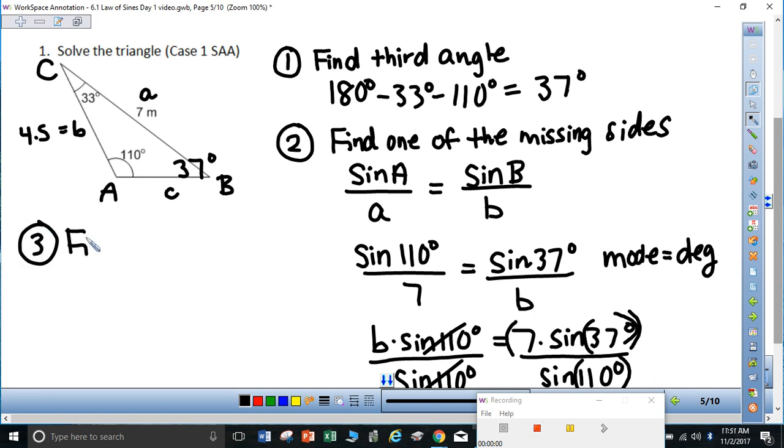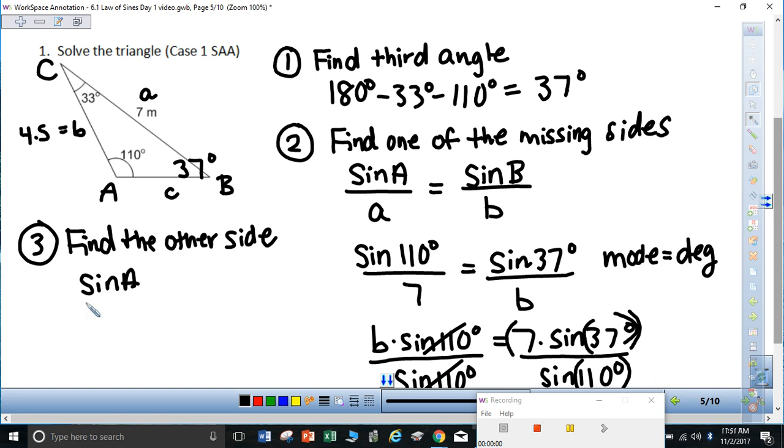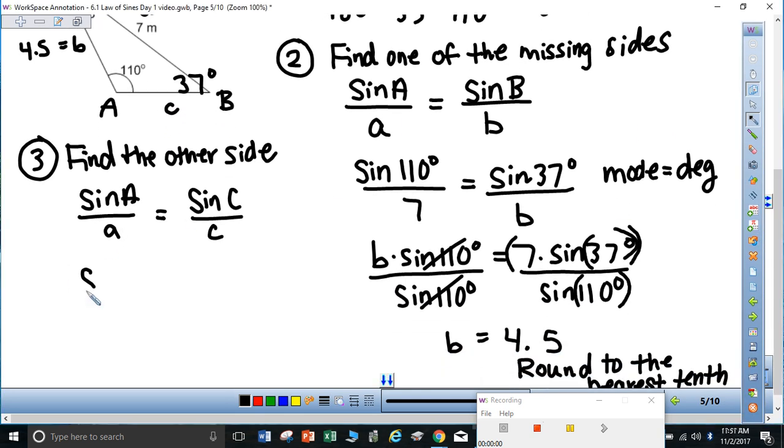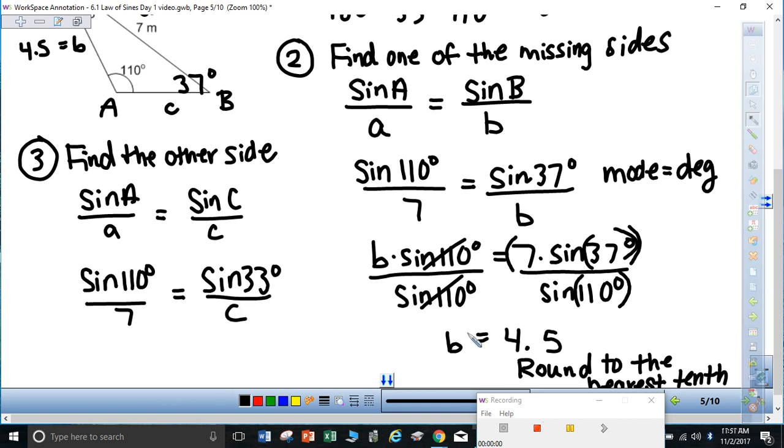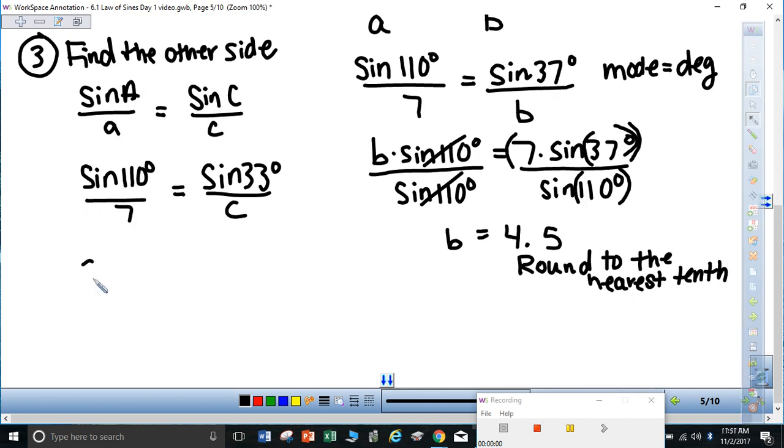Okay, finally, step 3, we're going to find the other side. So I'm still going to use the original information, sine A over a, but this time I'm going to set that equal to sine C over c to help us solve for the missing side length of c. So we fill in what we know. Angle C was 33 degrees. We'll do the same step of cross multiply.